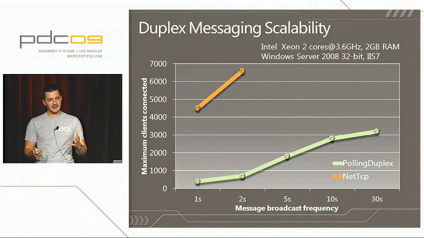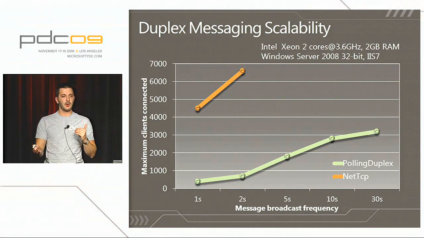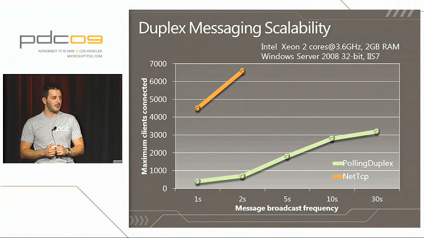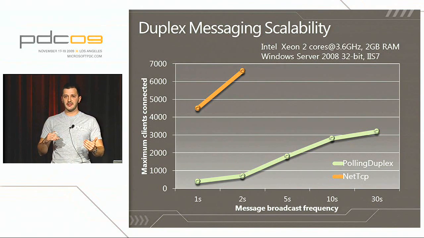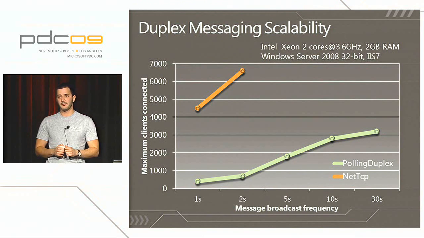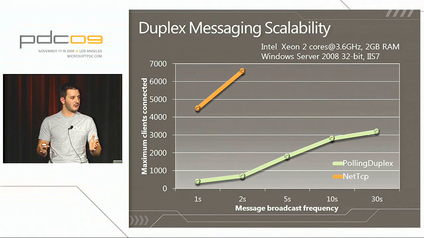So here's some data to underscore the difference between polling duplex and NetTCP. At the bottom, you see the polling duplex data. One thing to pay attention to is that this is a pretty old machine. It has only 2 cores and only 2 gigs of RAM, and it's a 32-bit machine, so don't expect stellar results here.